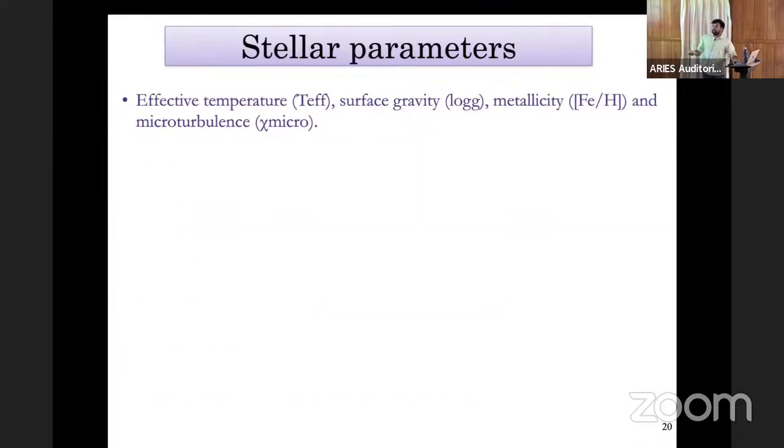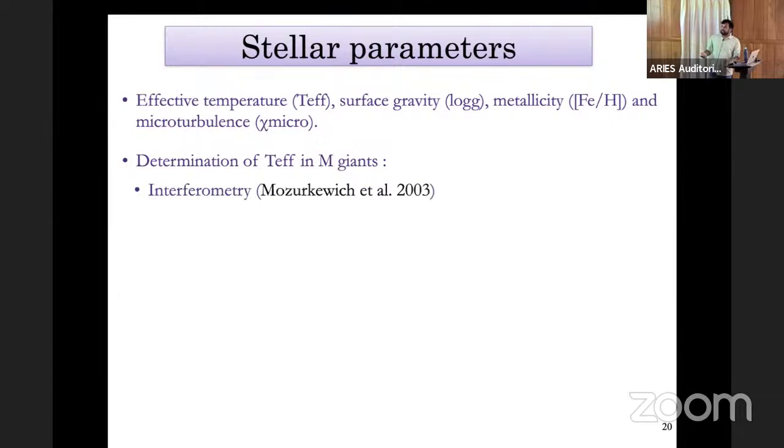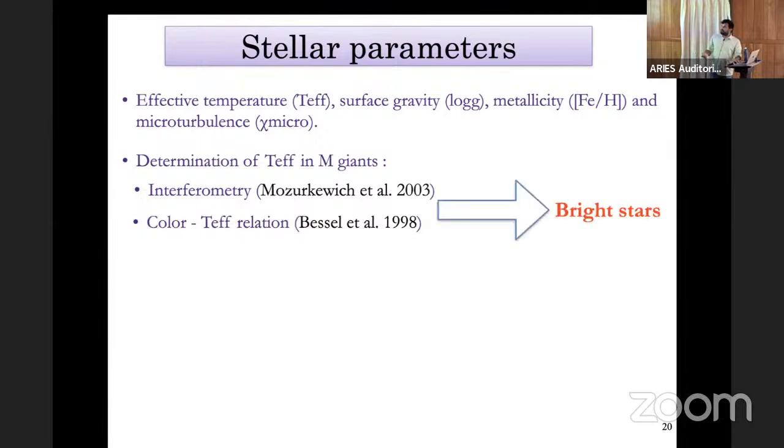As I mentioned, stellar parameters are among the important parameters that we have to determine for a star. For M giants, effective temperature determination is possible using interferometry, which is like determining the radius of the star, which in turn can be used to determine the accurate temperature, or using color temperature relations, which were developed in 1998. But the problem with both these methods is that they are mainly reliable for bright stars and nearby stars.